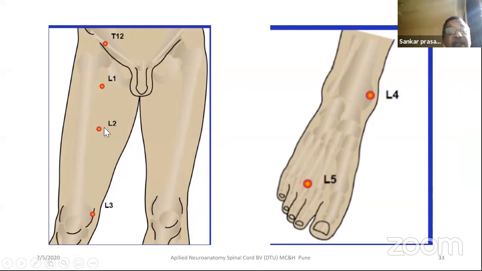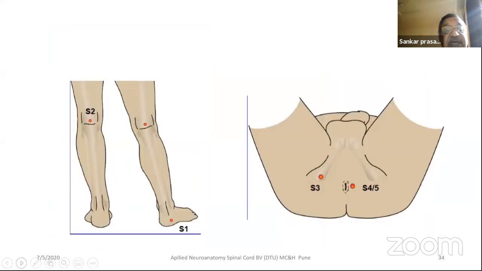And this is L1, this is L2, the middle of the thigh is L3, the medial malleolus is L4, and between the great toe and the second toe is L5. You just remember these important points and keep them in mind while examining, because it makes your life easier to identify and localize. If you remember these dermatomes clearly, this is S1, this is S2, and S3, S4, S5 are in the perianal region. So the sacral sensations are to be tested.